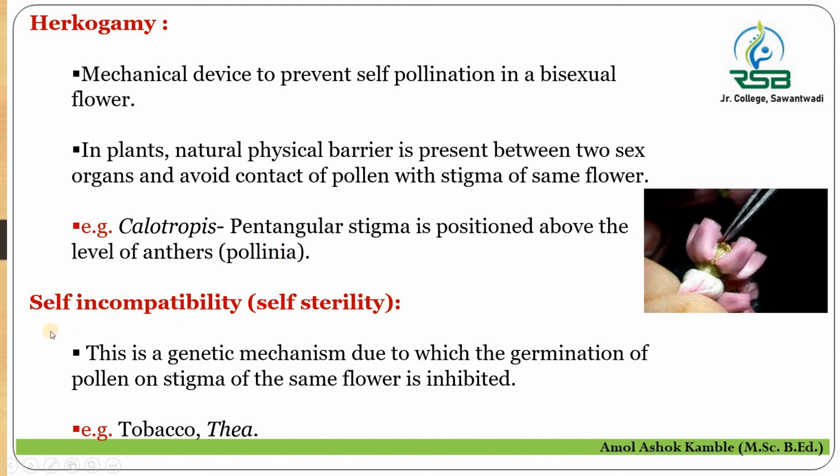And the last outbreeding device is self incompatibility or self sterility. It is the genetic mechanism where the germination of pollen grains on the stigma of the same flower is inhibited. For example, in case of tobacco and thea, the germination of pollen grains on stigma of the same flower is inhibited. It is called self incompatibility.